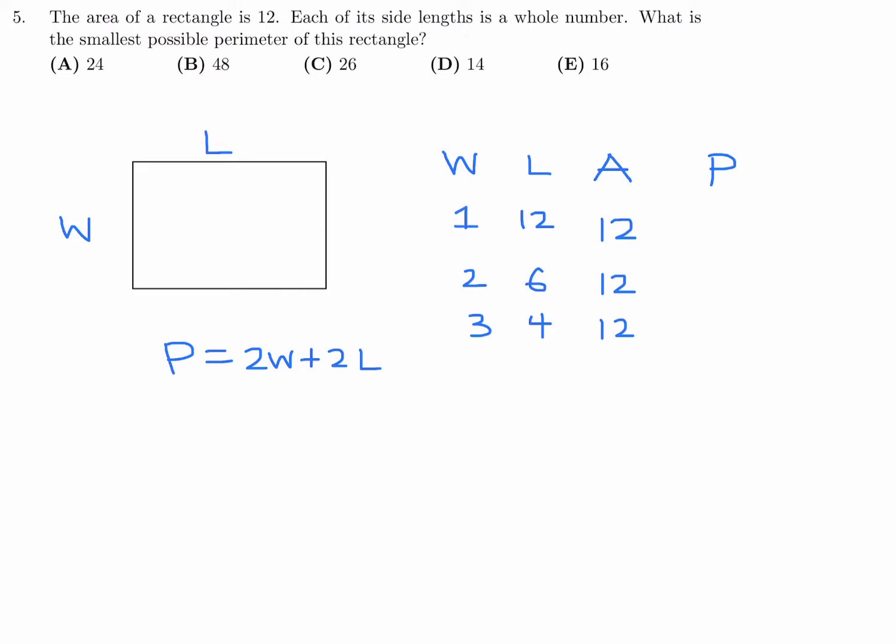In this first scenario, it would be 26. In the second one, it would be 16. And the next one, it would be 14. And therefore, the smallest possible perimeter is 14, and therefore number 5, the answer is D. And as you can clearly see, the other choices are representing these other perimeters.